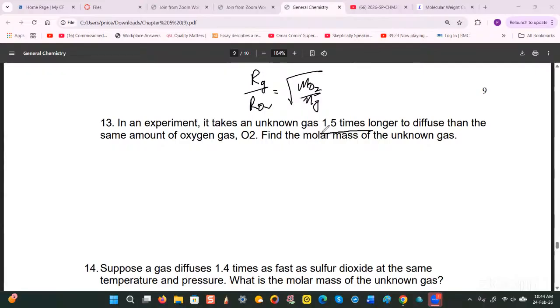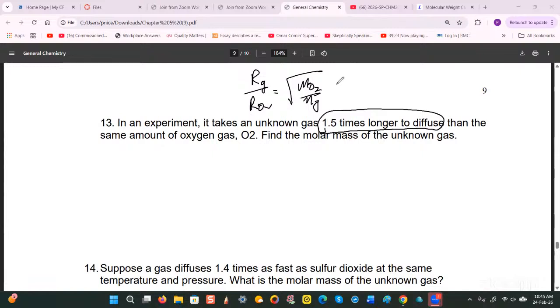Right here, it says that the unknown gas diffuses 1.5 times longer than the same amount of oxygen gas, right? And this underscores the importance of recognizing the difference between the rate of anything, in this case, the rate of effusion, and the time it takes for effusion, right? The rate deals with how fast the process is. The time, or how long, deals with how much time it takes, right? And there's an inverse relationship between the two, right?